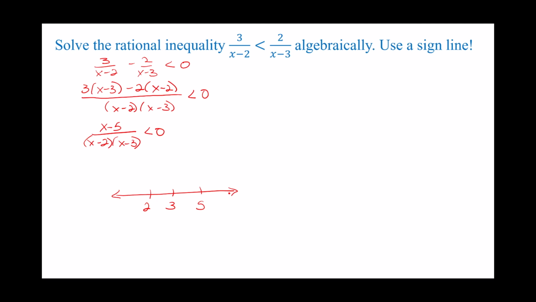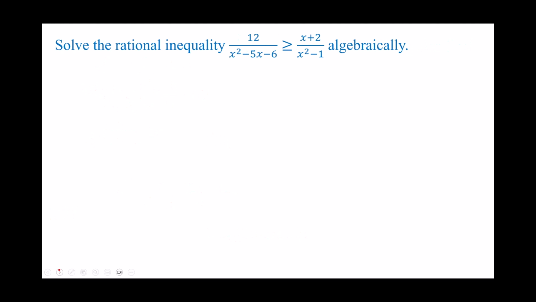If I plug in 0, that's to the left of 2, I would get negative 5 over negative 2 times negative 3. So 3 negatives make it negative. If I plug in, say, 4, that's between 3 and 5, I would get negative 1 over 2 times 1, so it's negative. And because, again, all of my factors have odd multiplicities, I know I'm going back and forth between positive and negative. This time I want less than 0, so negative infinity to 2, and 3 to 5. And I don't have any brackets because I don't want less than or equal to 0, just less than 0.